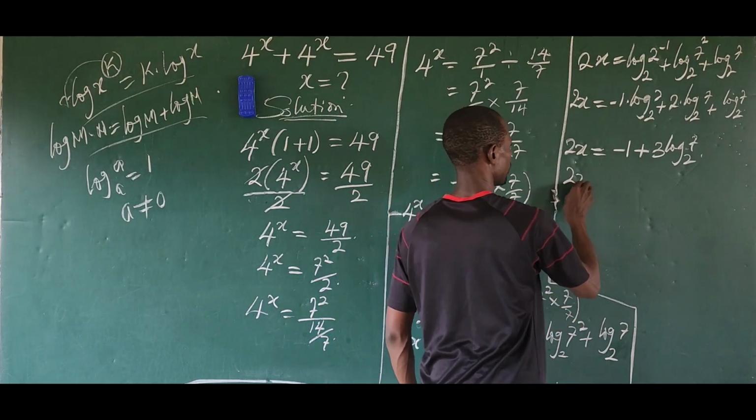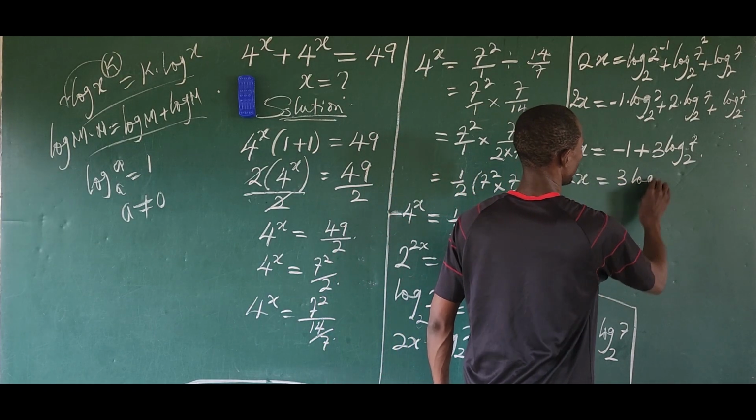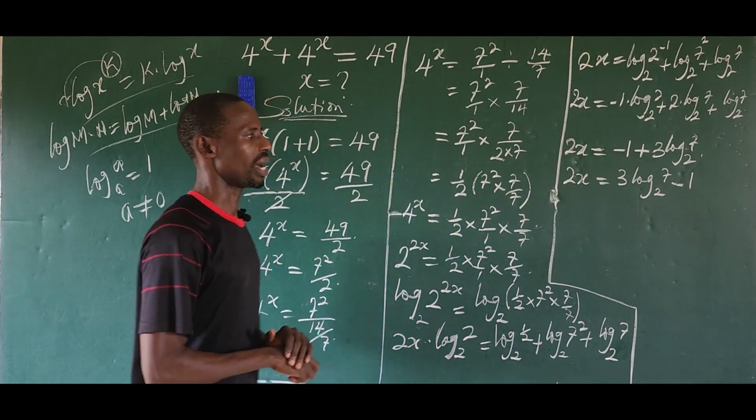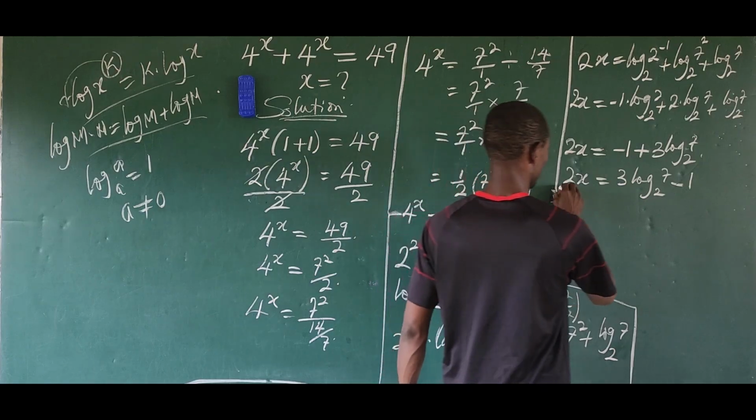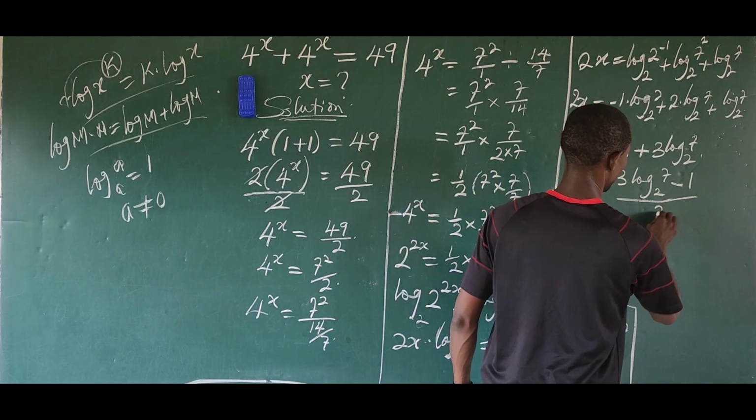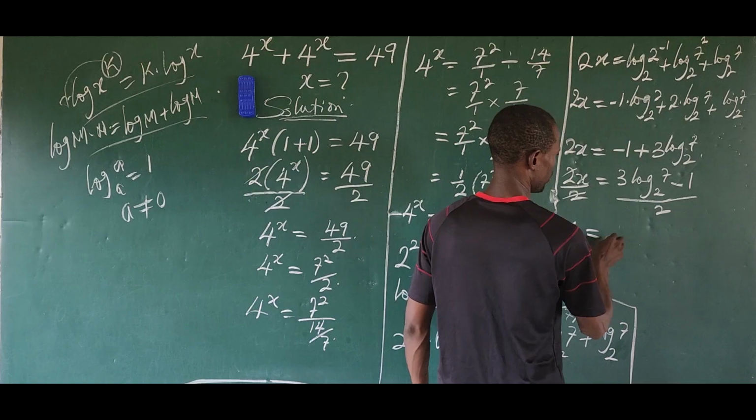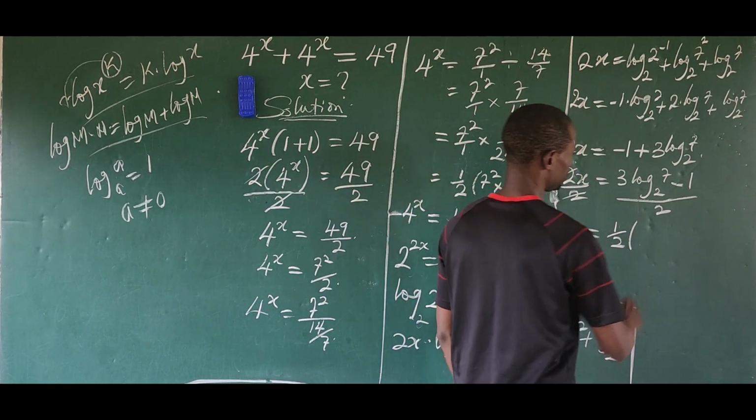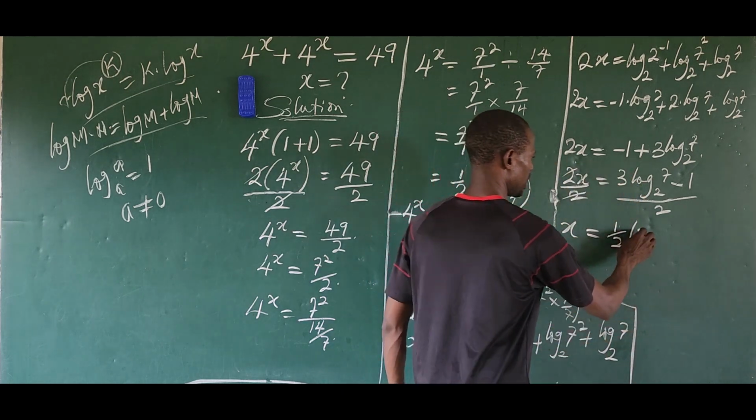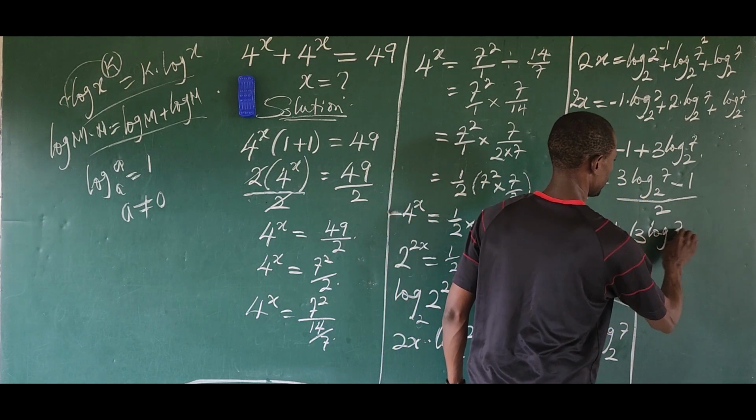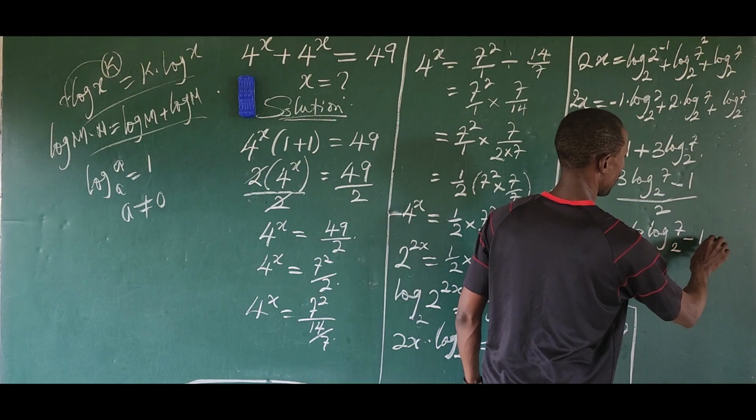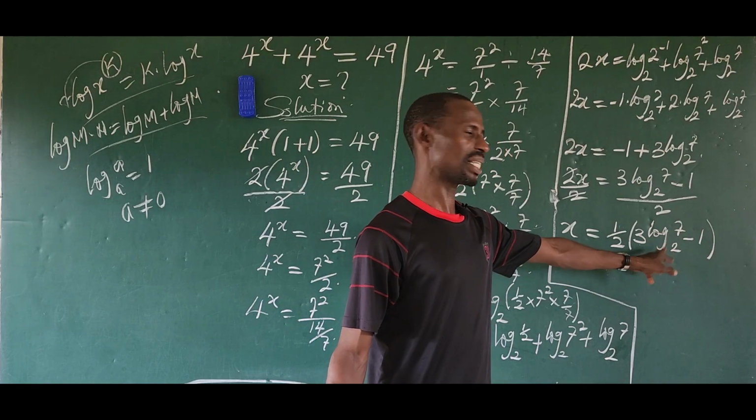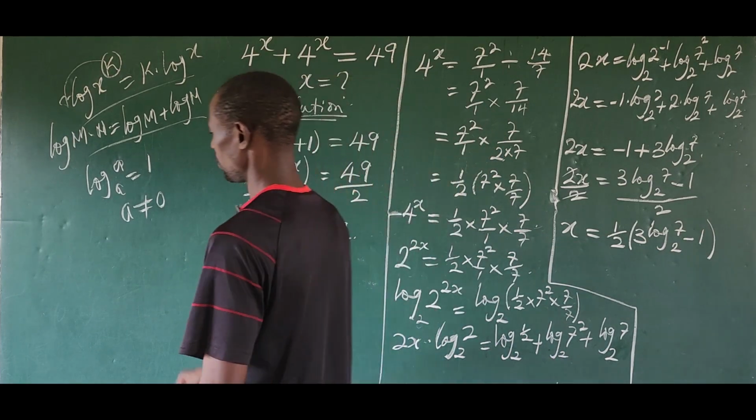Easy. So rewriting this is going to give us 2x is equal to 3 times log 7 base 2 minus 1. We divide by 2 because we are looking for x. So we divide everything here by 2. Cancel, cancel. So we have x will now be equal to 1 over 2 times, okay, let's put this down first. So we have here 3 log 7 base 2, then minus 1, close bracket. So we have to change this to base 10. Okay, so we apply the change of base law.